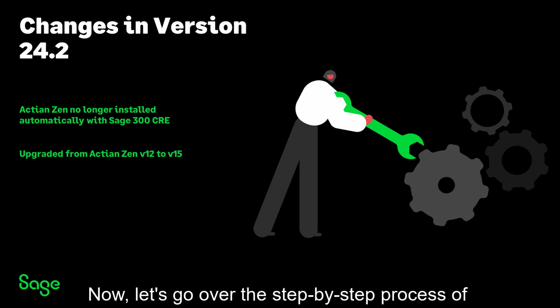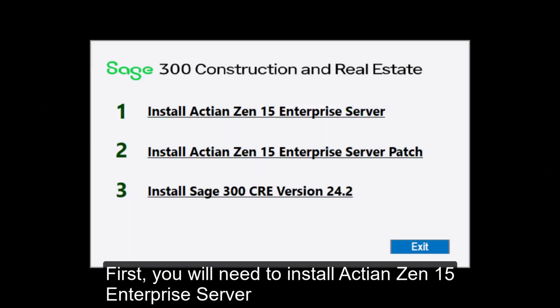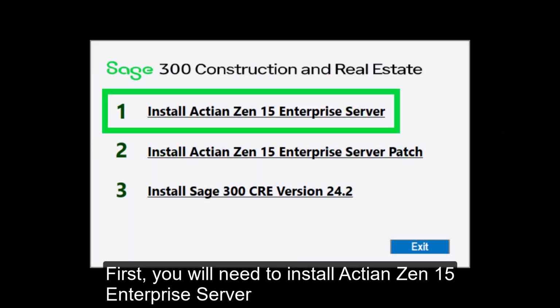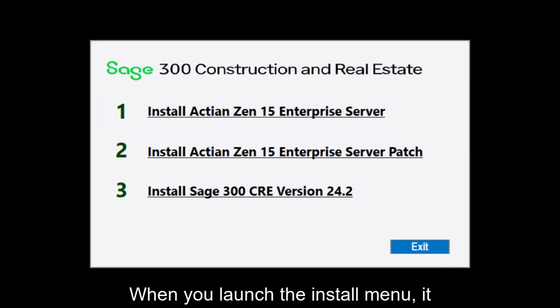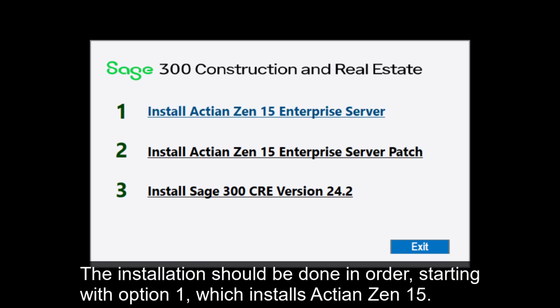Now, let's go over the step-by-step process of installing and licensing the new version of Actian Zen. First, you will need to install Actian Zen 15 Enterprise Server. When you launch the Install menu, it will appear to the left of the screen, and the pop-up menu will always stay on top. The installation should be done in order, starting with Option 1, which installs Actian Zen 15.